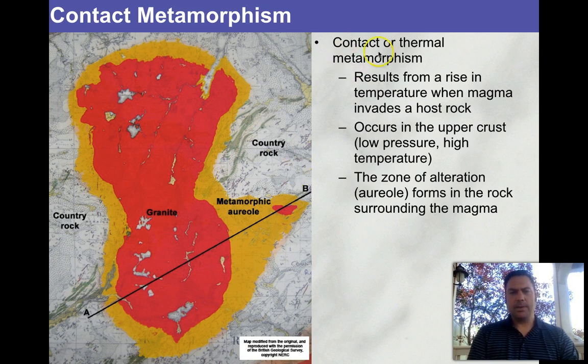So contact or thermal metamorphism results from a rise in temperature when magma invades a host rock. It occurs in the upper crust, which is low pressure and high temperature, we just described that, and the zone of alteration or an aureole forms in the rock surrounding the magma. So here we see a granite. Remember, granite is a big plutonic body. Big igneous body. And when this granite came in, it intruded something called country rock. This is the protolith, or the parent rock of the metamorphic rock.